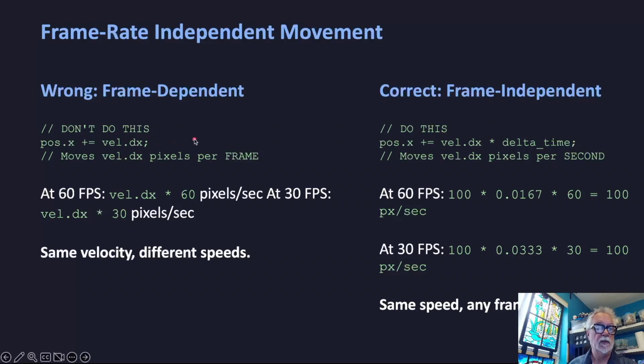Don't do this. We have defined our velocity as pixels per second, not per frame. If you do this, velocity will move that many pixels per frame. It'll go ridiculously fast.